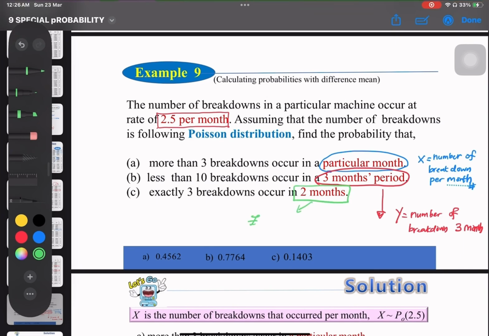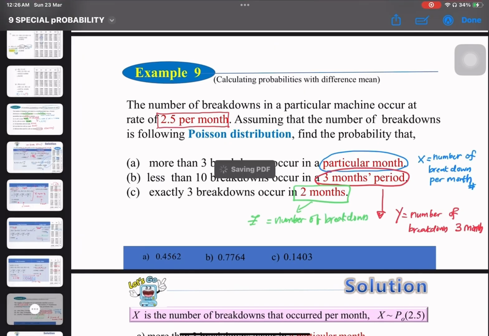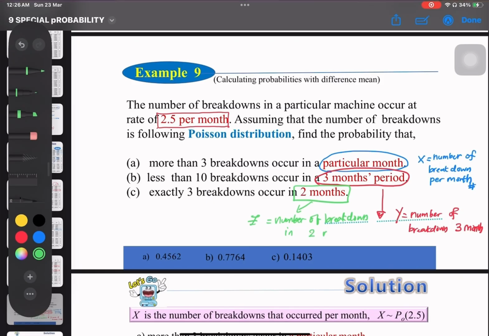For C, that is exactly, that means the probability of exactly 3 breakdowns occurring in the 2 months, so we denote the 2 months with Z. Z equals the number of breakdowns in 2 months.